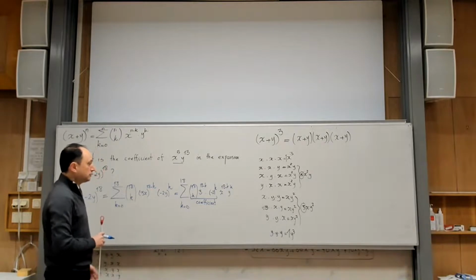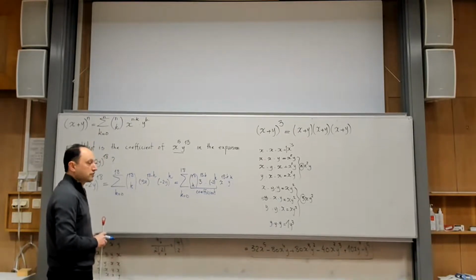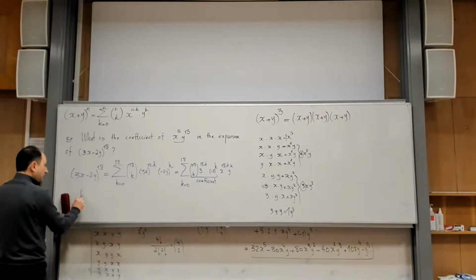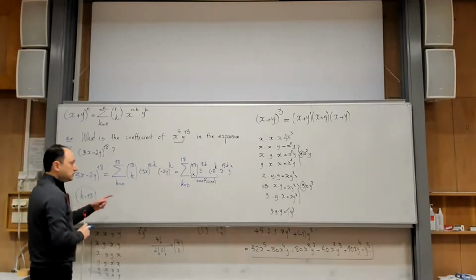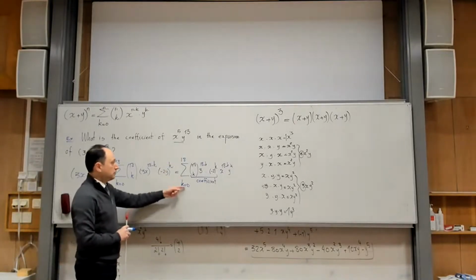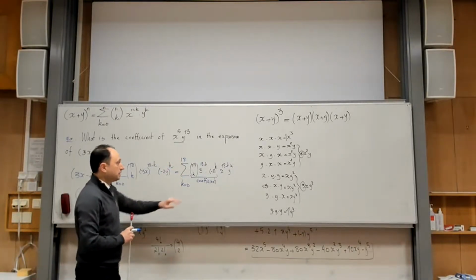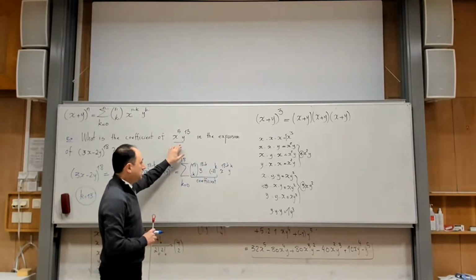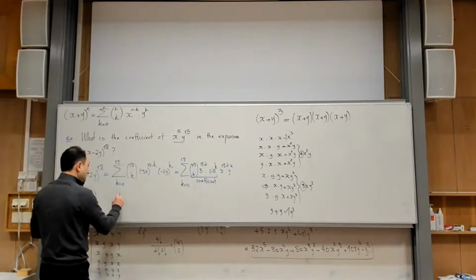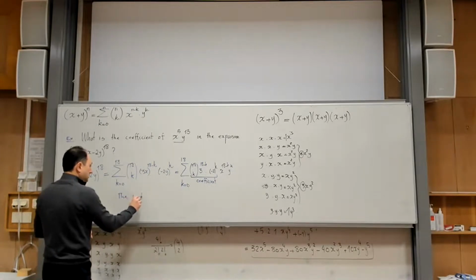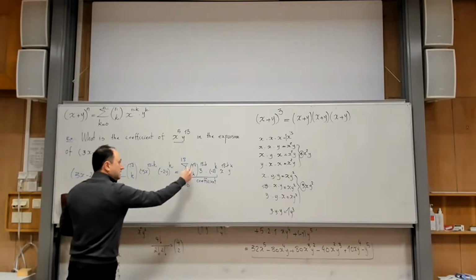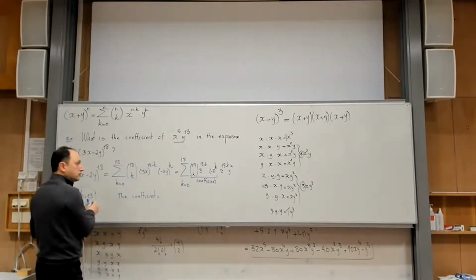It is extremely simple to see that I have to choose k equals 13. Yes? So we have to choose k equal to 13. If I choose k equal to 13, which is somewhere between 0 and 18, of course, then this term becomes exactly this combination, and the coefficient is equal to this expression, k equals 13.